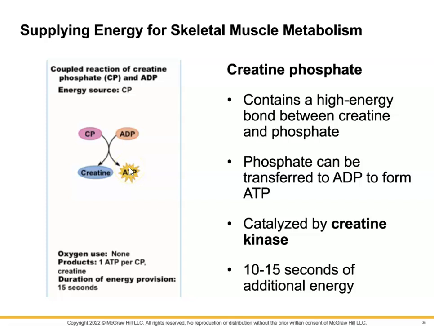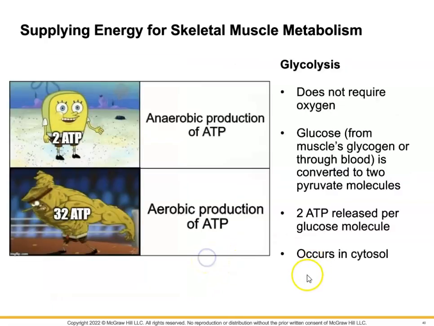easy peasy ATP. So that is catalyzed by an enzyme called creatine kinase, and even though it's all great, it only gives us 1 ATP per creatine phosphate. Well, that's only going to supply us with about 10 to 15 minutes of additional energy. That didn't help much, huh? Nope. Well, let's try some glycolysis then.